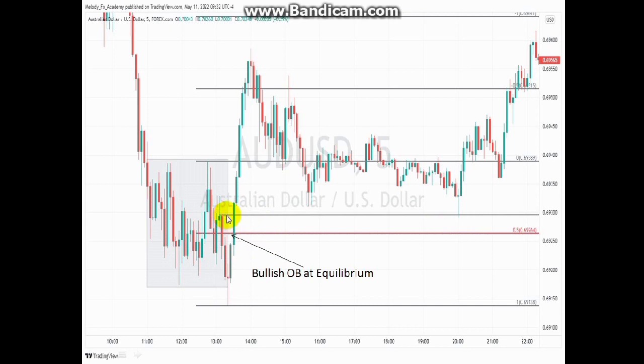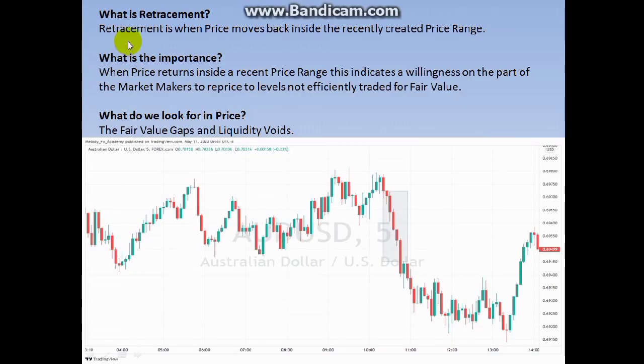That is just one of the concepts, right? We make reference to order blocks. So in this case, we have this order block near the equilibrium. As you can see, price returned back to it and moved away swiftly. The next stage we are going to be looking at more deeply is the retracement phase.